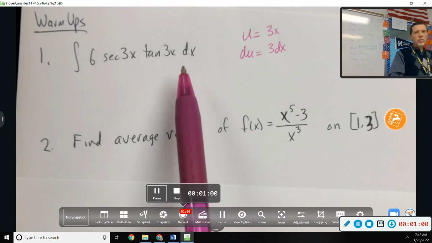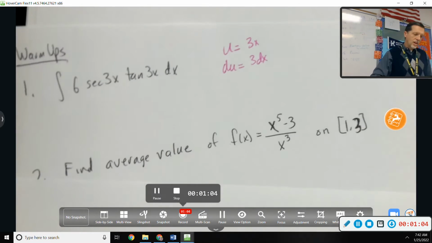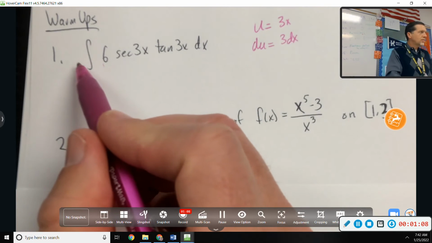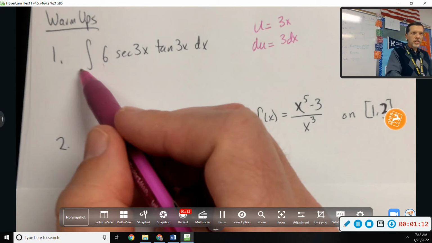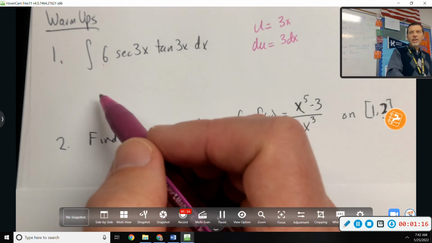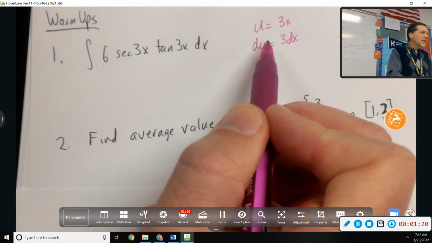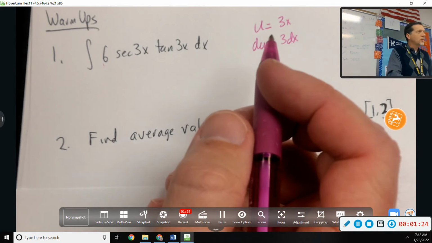Now there's a couple ways to handle this, and I saw people do it both ways. You can just take the 6 out to start with, so you don't have to worry about it, and then put a 3 inside and 1/3 out front. That works. Or you can say, well, I can just fix the 6 to make it a 3. I don't know which one happens more often or which one you're more comfortable with.